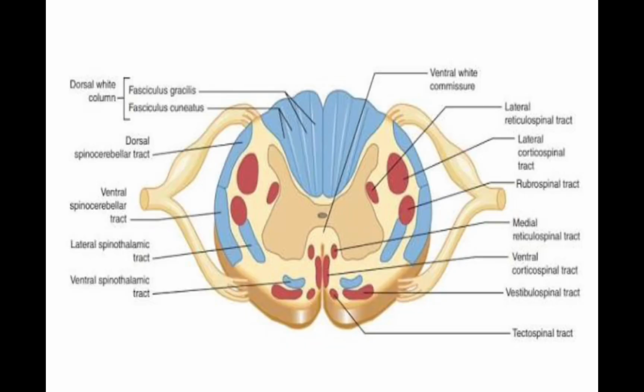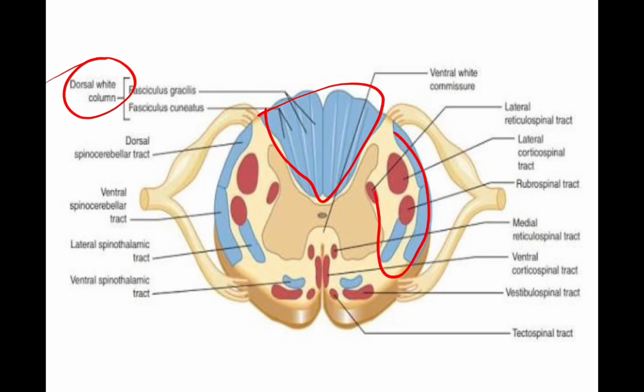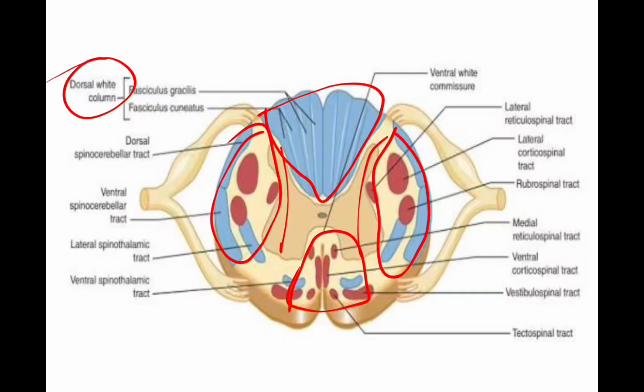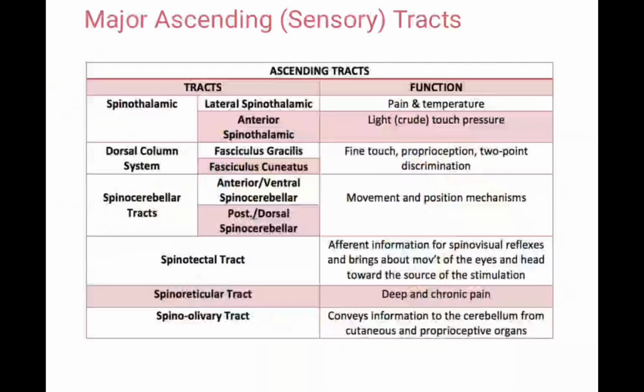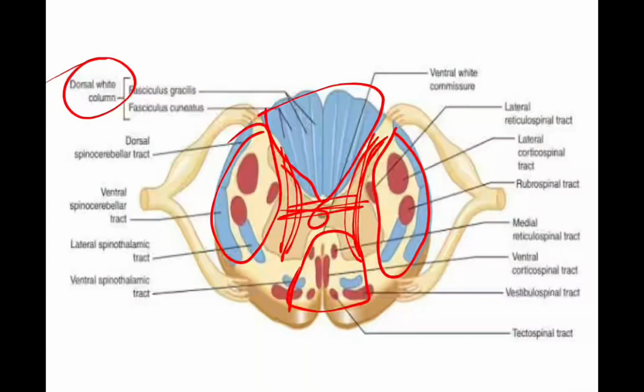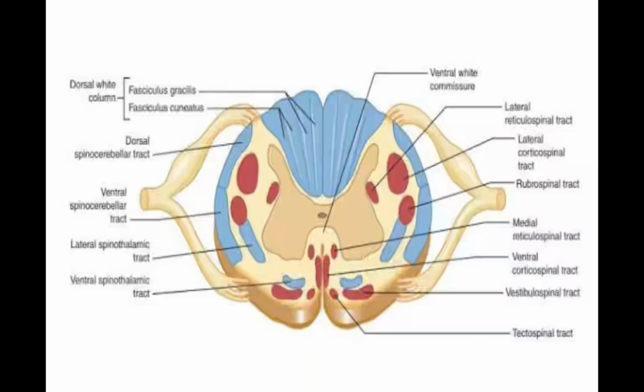Now if you look at this image, you see the dorsal white column. Remember we say the funiculi are also called the columns. So this is the posterior, this is our lateral, and this is our anterior, and here we have our gray matter, which is H-shaped, with the central canal here. If you look at this image, you see that we have pathways or tracts which are colored blue, and some are colored red. Those colored blue are the ascending tracts. Those colored red are the descending tracts.